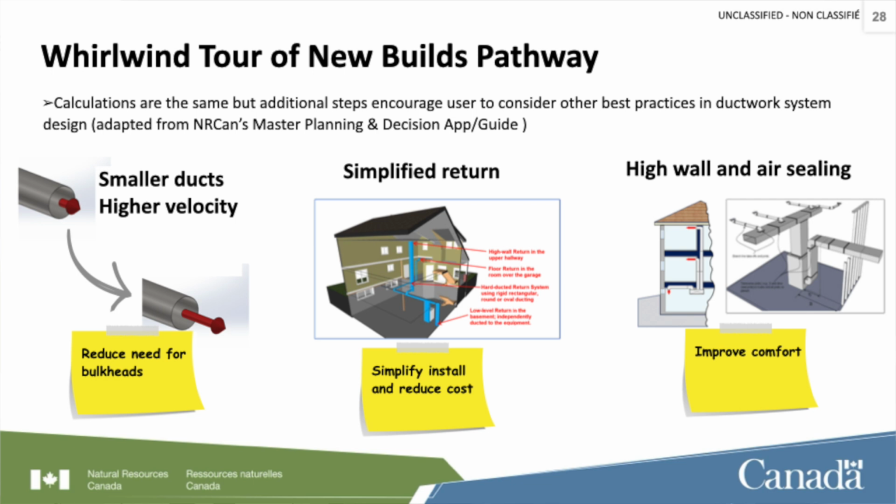So, whirlwind tour. I think we've already discussed all of these things: the smaller ducts and higher velocity, simplified return, and the higher wall and air sealing. I would encourage you, if you haven't done so, go to the NRCan website and download that design, master planning and design guide. It's free and has a lot of good information on all 3 of these.